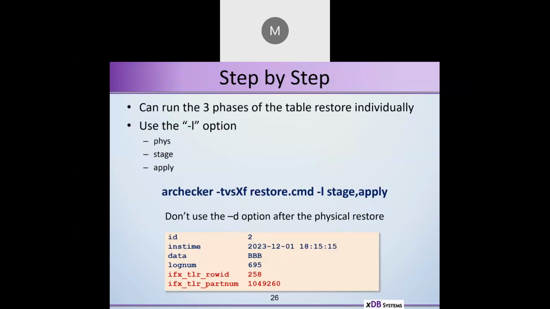Now, I don't want to go into this in too much detail, but archecker runs 3 phases when we're doing this table level restore. It does the physical restore, stages the data, and then it applies the data.